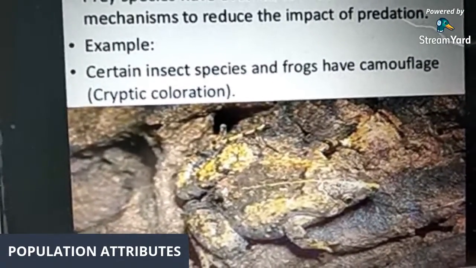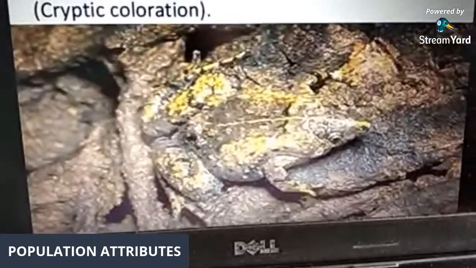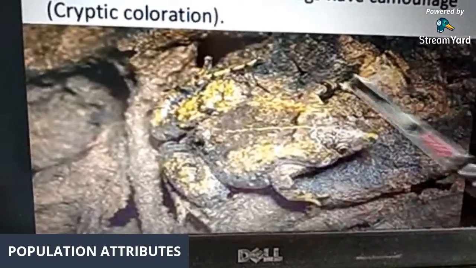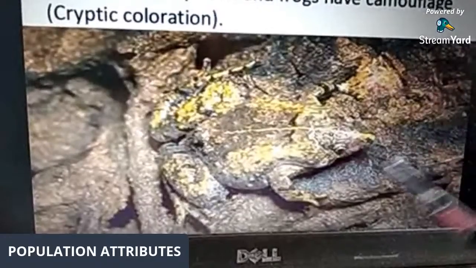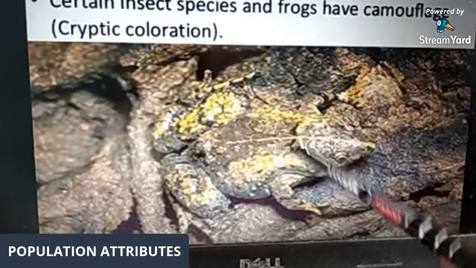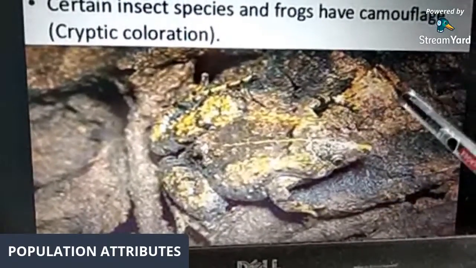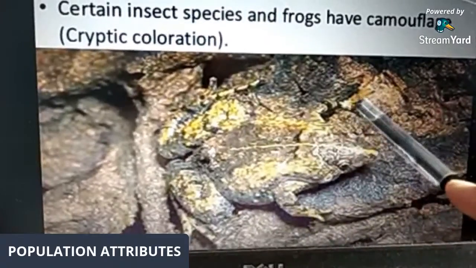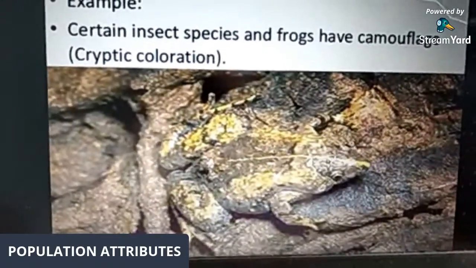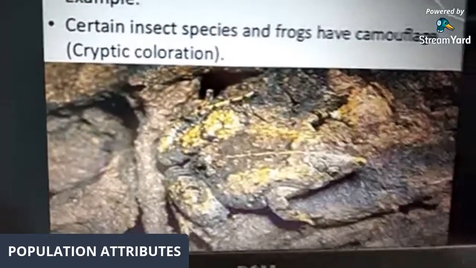That is camouflage. Camouflage is one kind of coloration. Just look at the structure. The predator cannot identify which one is the species and which one is the other. This is actually the log of a tree, and this is the frog. But you cannot identify which one is the log of the tree and which one is the species. So this is the process of cryptic coloration.